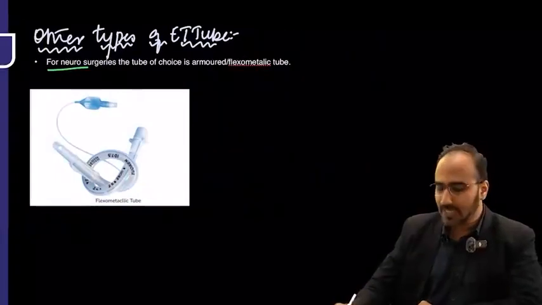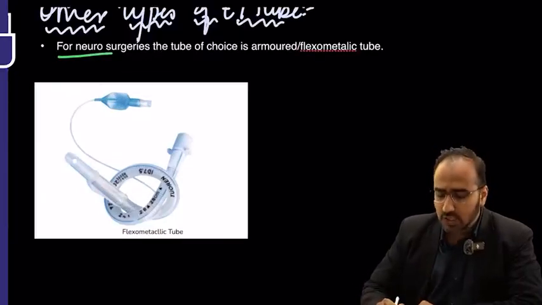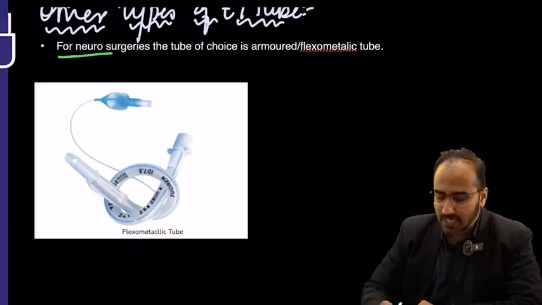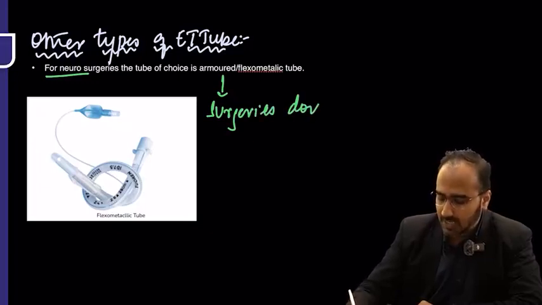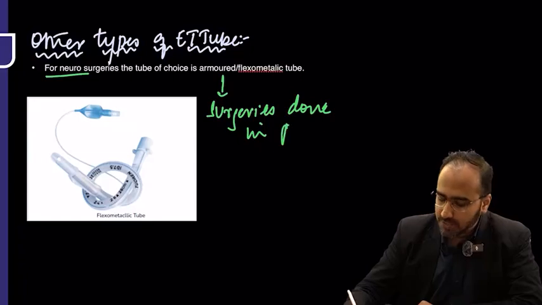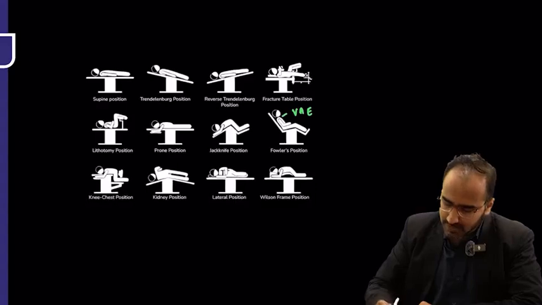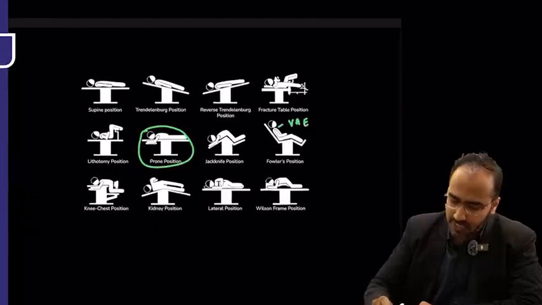Other forms of endotracheal tube. In the other forms of endotracheal tube, we need to remember this tube. This is called a flexometallic tube. Flexometallic tube means no matter how much you bend, it won't kink. This flexometallic or armored tube is used for surgeries done in prone position. If you take a normal tube, then what will happen? It will kink. Surgeries which are done in prone position, you use that flexometallic or armored tube.